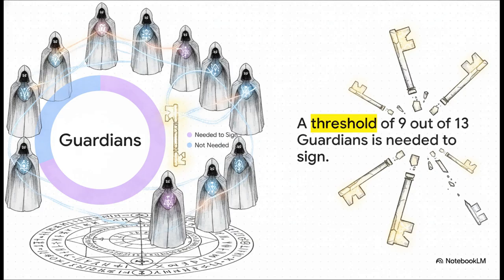No single guardian knows the master key, and no single guardian could even guess it if they tried. However, if a threshold of them, in this specific case, any 9 out of the 13, combining their strength, decide to act, they can perfectly recreate the power of the key.